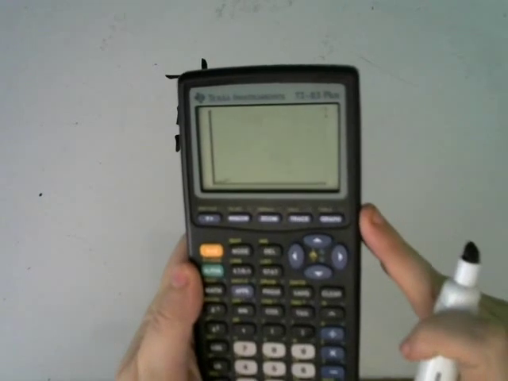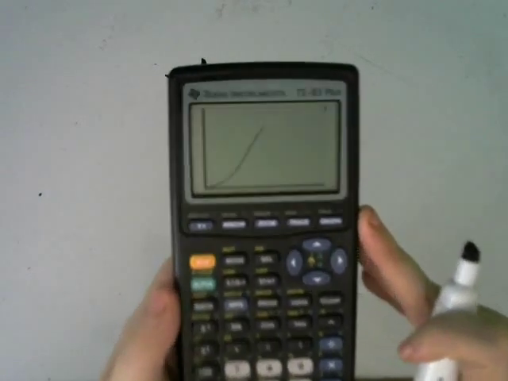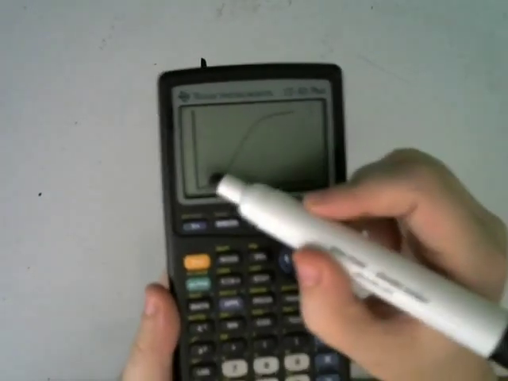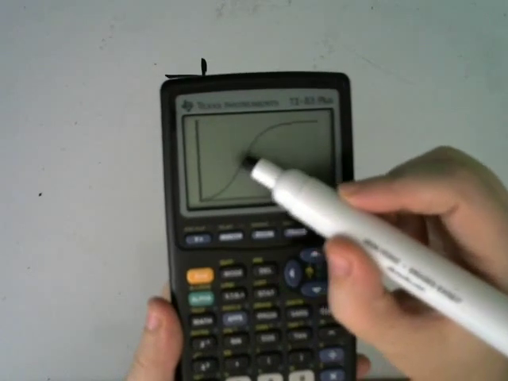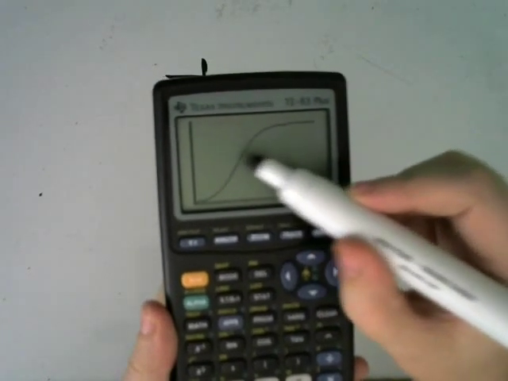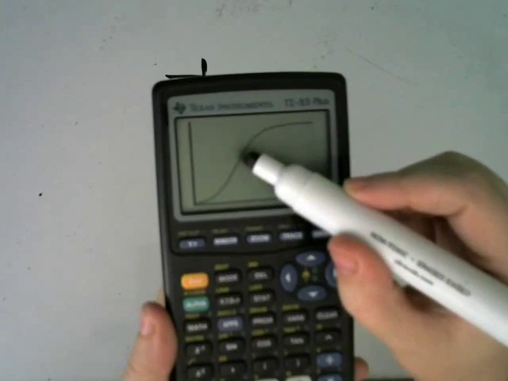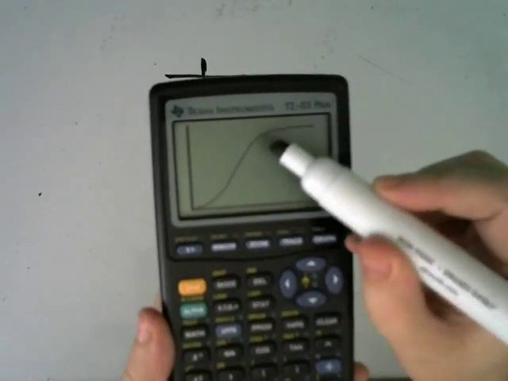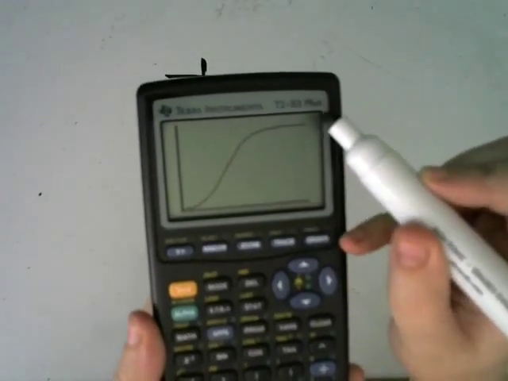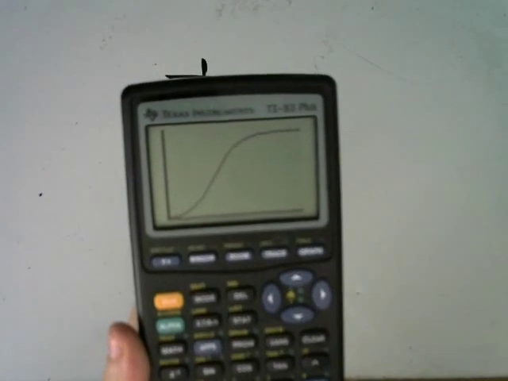Now let's graph. This is a logistic function. It experiences exponential growth until the halfway mark, half its carrying capacity, and then it becomes logarithmic growth, where it's slowing down with an exponential rate.